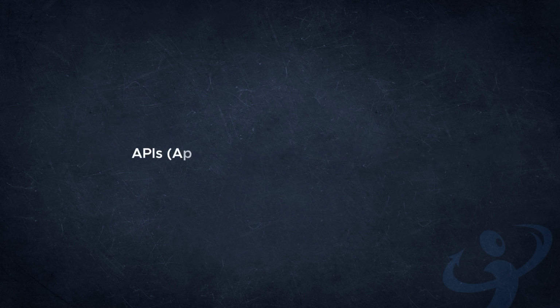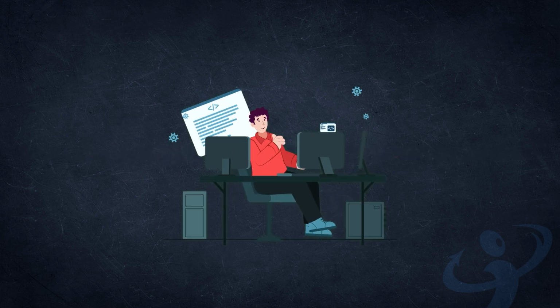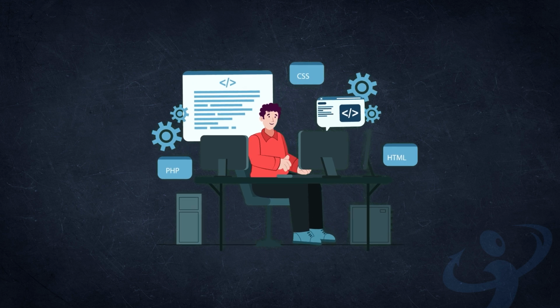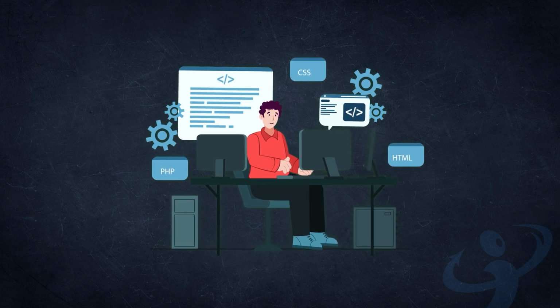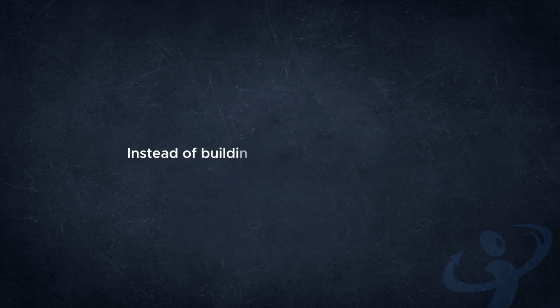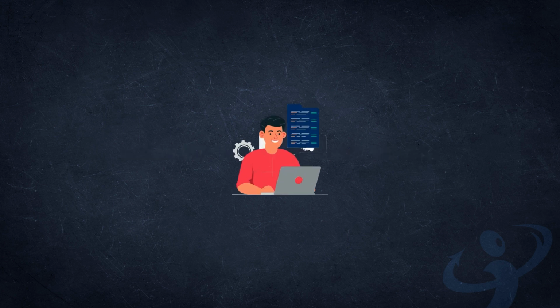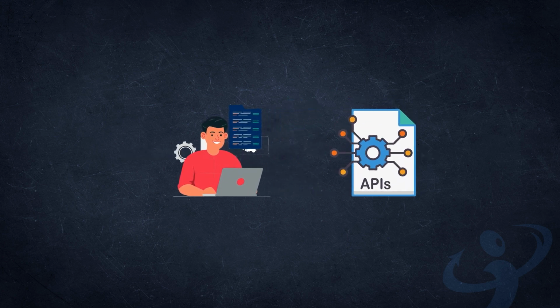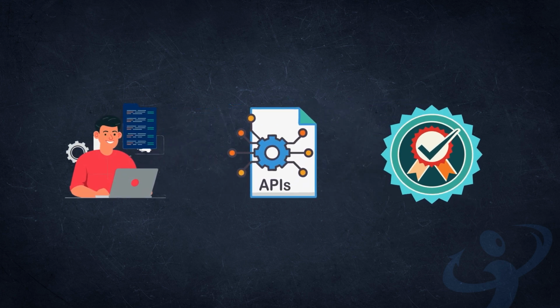Let's begin with APIs, application programming interfaces. Think of them as interpreters that allow different software systems to communicate. Instead of building every function from zero, developers can use APIs to access powerful, tested services.